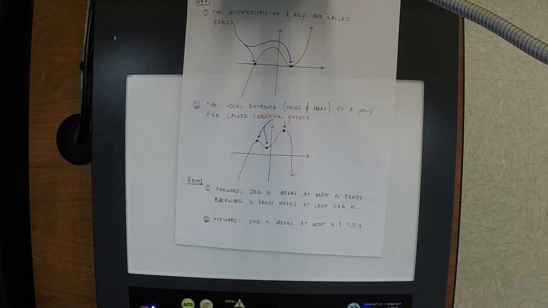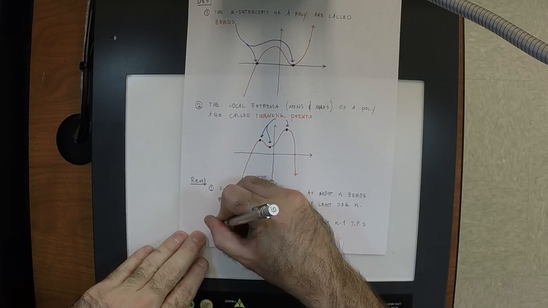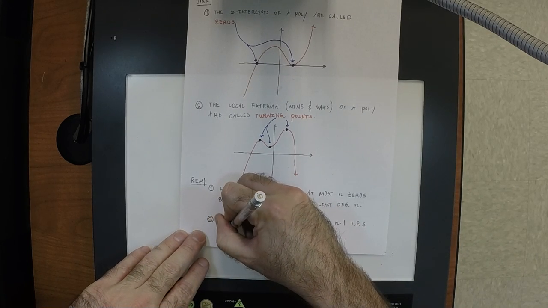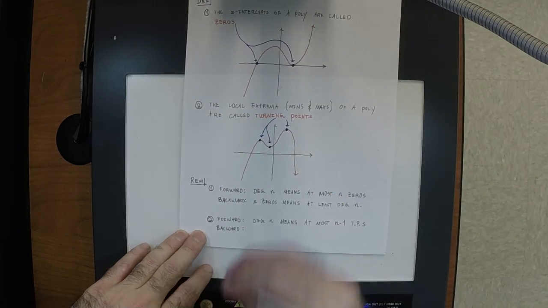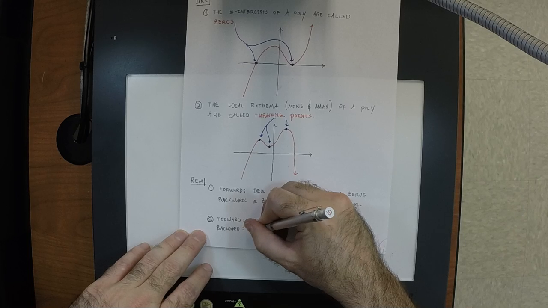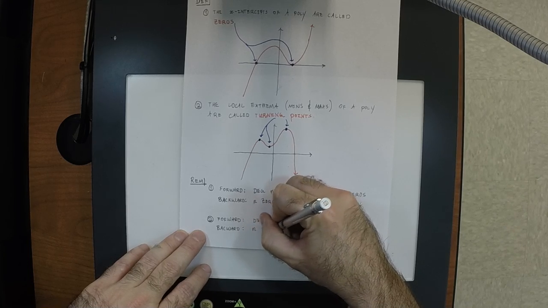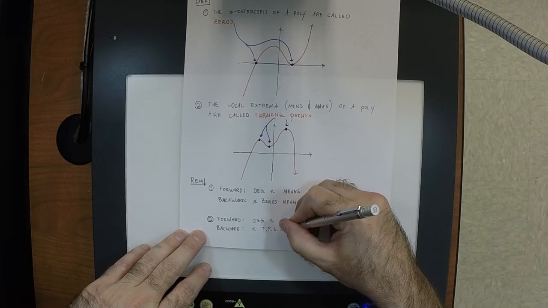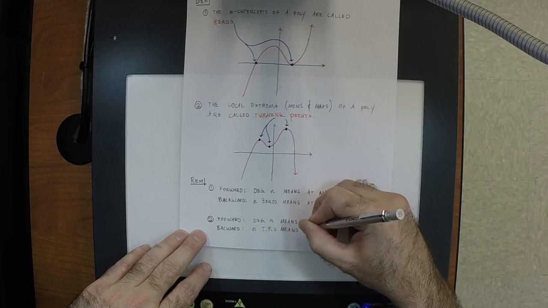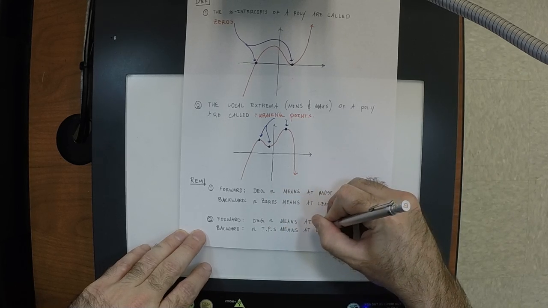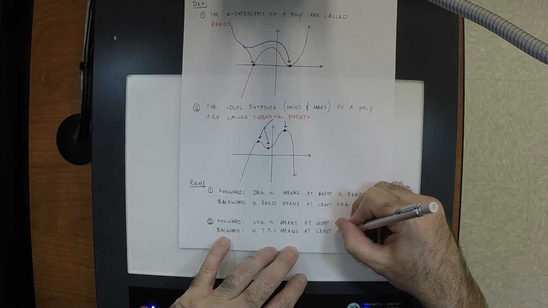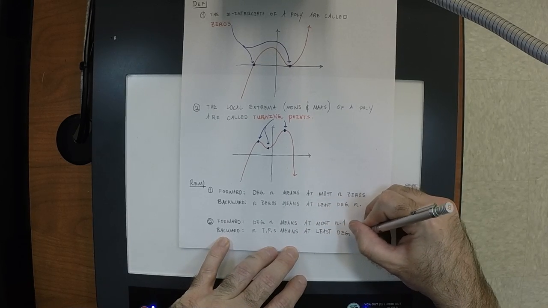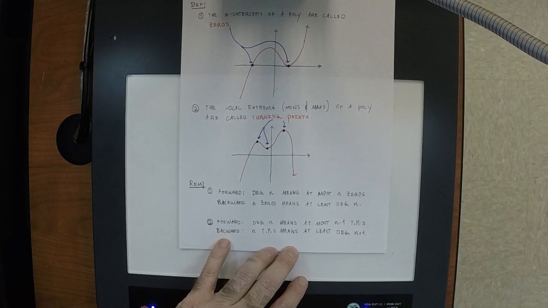Okay. So now, the backwards version of this sentence. n turning points means at least degree n plus 1.